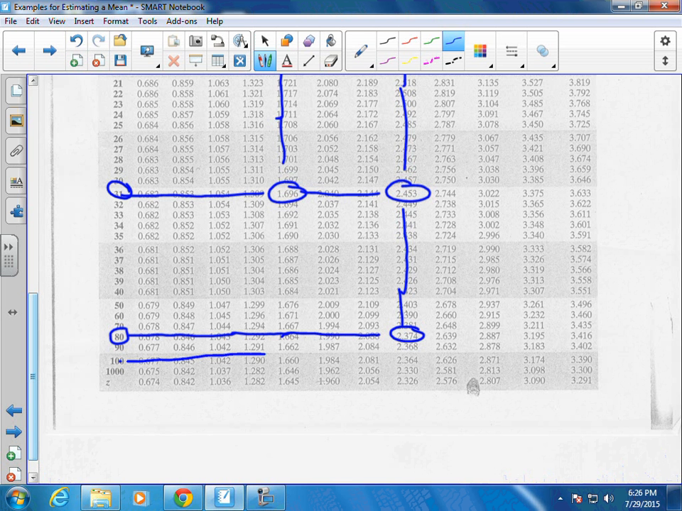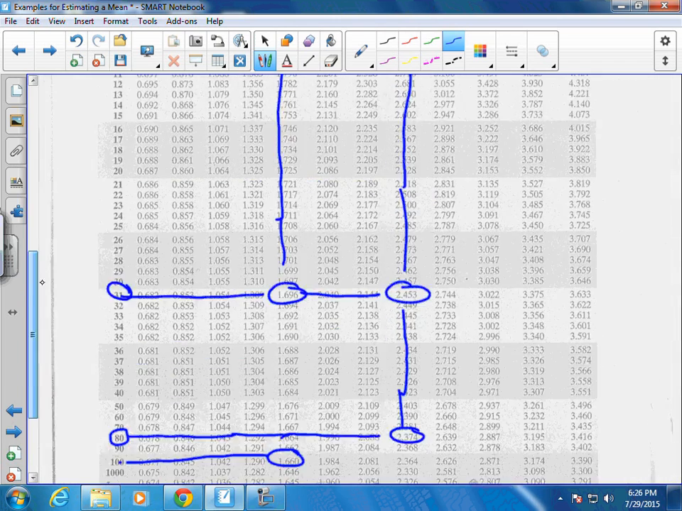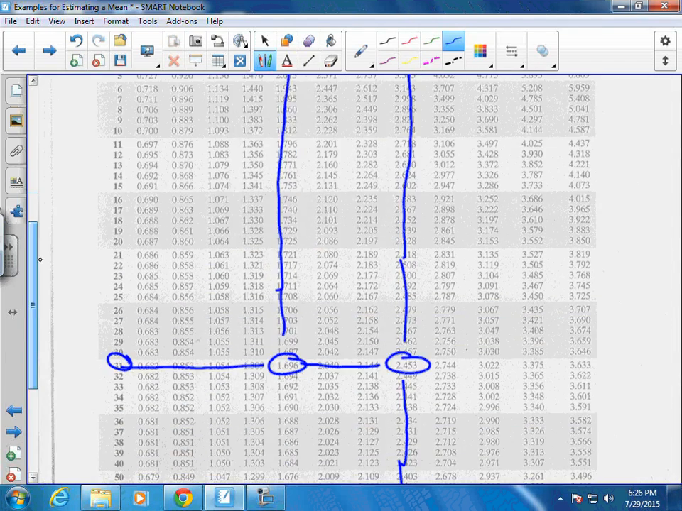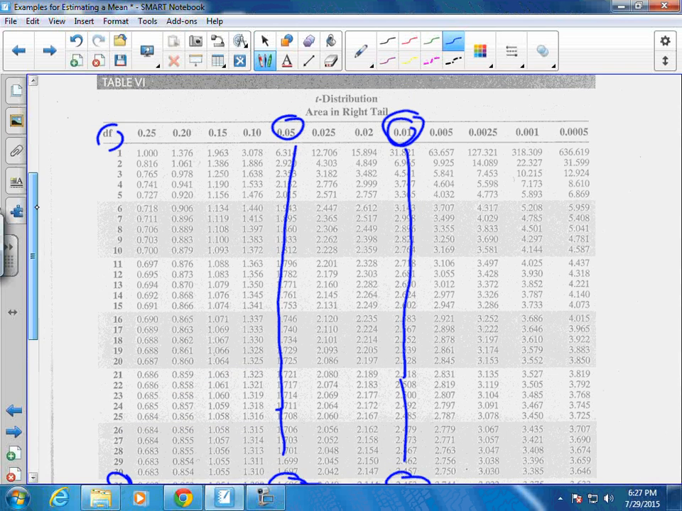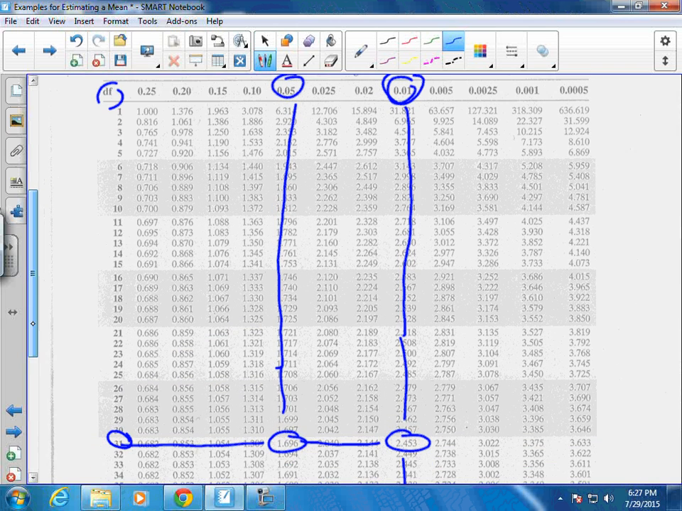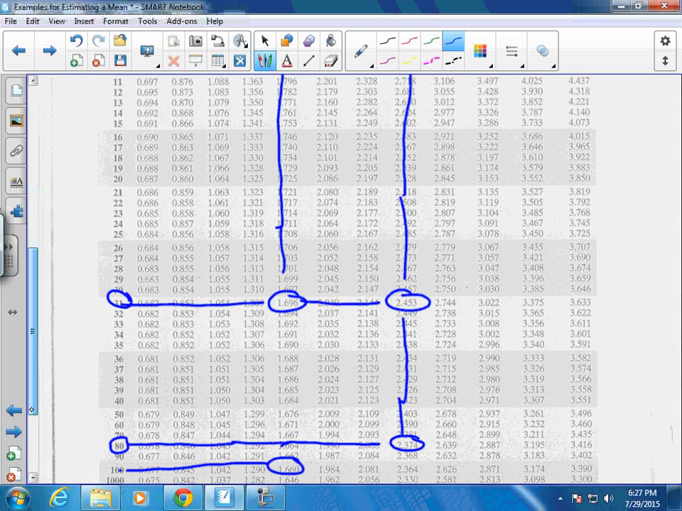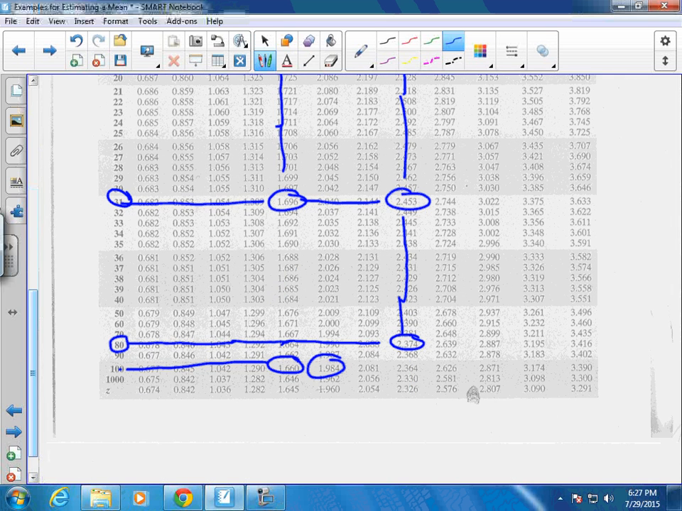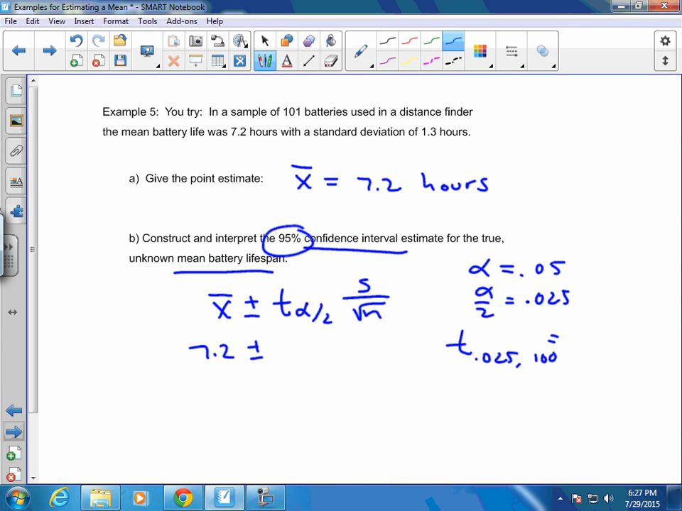So we're going to scroll over. I think this row right here is 0.025. Scroll to the top. Nope. I want the next one over, 0.025. So we got our 1.984. All right, so 1.984 is our critical t-value. Our standard deviation in the sample was 1.3, so that's 1.3 over the square root of 101.